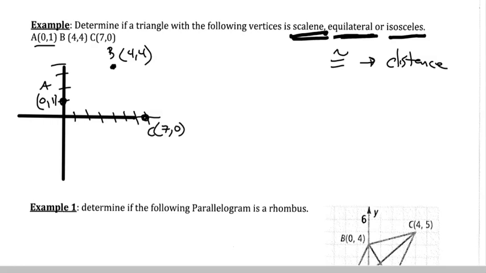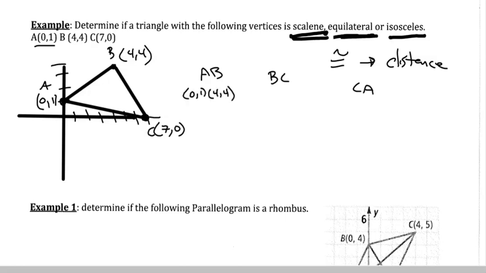All right, now this is how, like I said, this is time intensive. Why is this time intensive? Because we need to go over and show what the length of AB is, we need to show the length of BC, and then we have to show the length of CA. We have to show the distance between 0, 1 and 4, 4. We have to show the distance between 4, 4 and 7, 0. And we have to show the distance between 7, 0 and 0, 1. So that's 3 distance formulas.